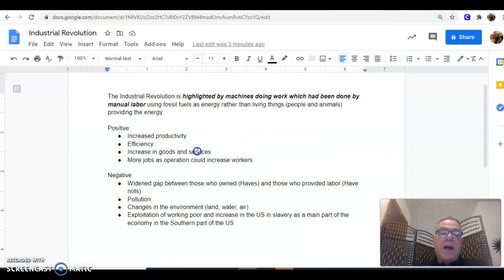So we look at that, and there are some positive things about machines doing the work. Manual labor, basically, is when a living thing, a person or an animal, has to provide the energy, versus an industrial economy where fossil fuels typically are the source of energy.